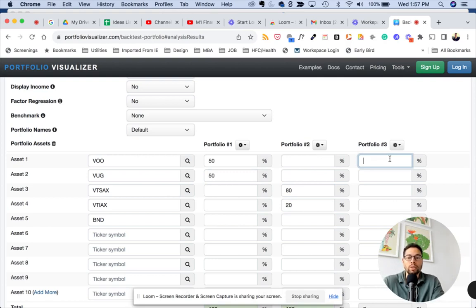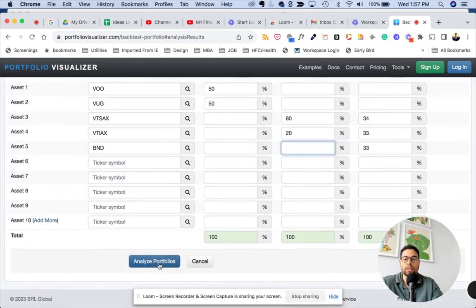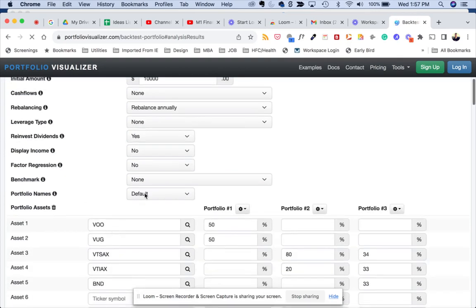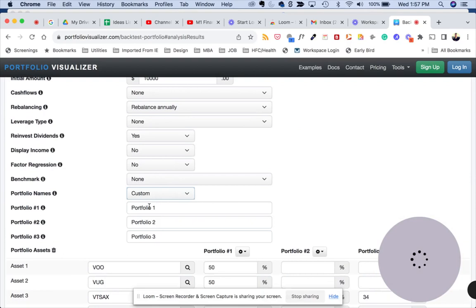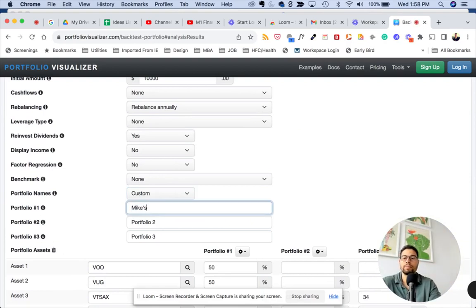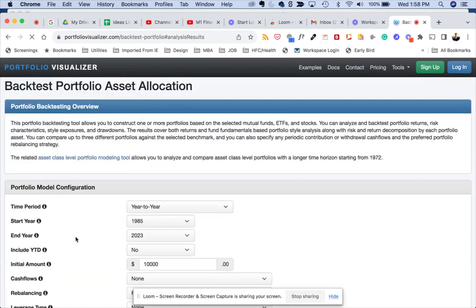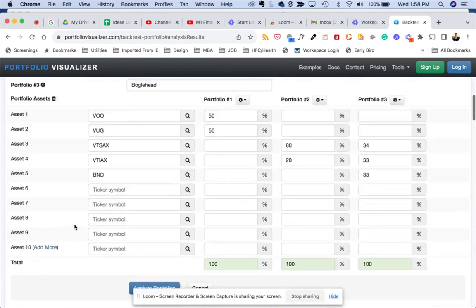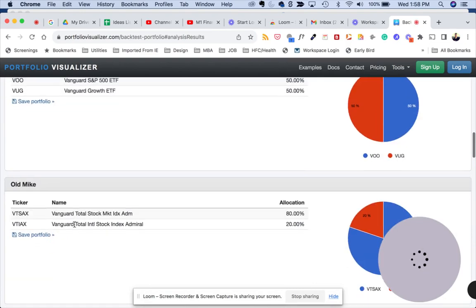a common portfolio that we would find in a Boglehead would be like 34% US stock, 33% international, and then 33% in the bond market. So why don't we just customize the names here a little bit. Portfolio one, we'll just say Mike's. Portfolio two, we'll say old Mike. And then portfolio three, we'll call this a Boglehead. So I think we've got our things now.